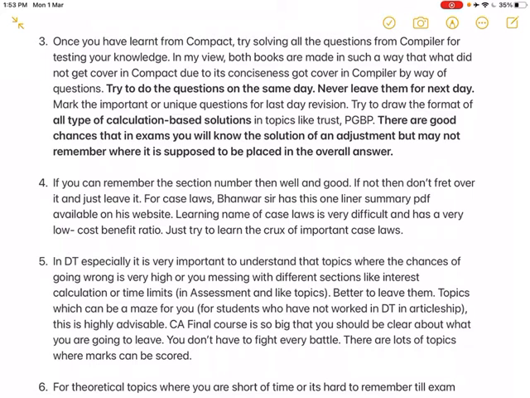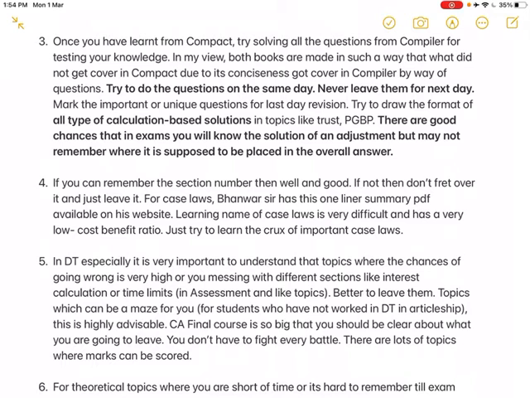And this is very important. Try to draw the format of all type of calculation based solutions. So whatever format is there, try to draw it in topics like trust, PGVP. There are good chances that in exams you will know the solution of an adjustment but may not remember where it is supposed to be placed in the overall answer. It happens in topics like trust, it will happen in PGVP. So it is very important that you know where the adjustment has to be placed in the overall answer.